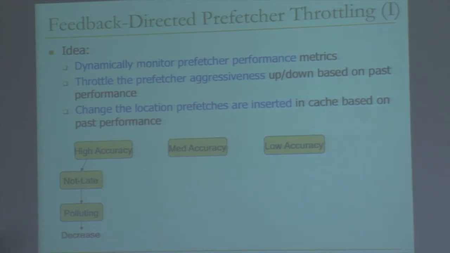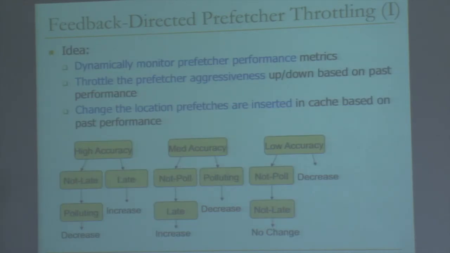Decreasing the aggressiveness will make it only more accurate, but it's polluting. If it's polluting, maybe it's too early, right? In that case, decreasing the aggressiveness may make sense. I'm not going to go through all of these design decisions, but this is just to give you an example. If the prefetcher has high accuracy but it's late, you may want to increase its aggressiveness. In this case, you may want to look at whether the prefetcher will actually be early by increasing its aggressiveness. And you can have a bunch of design decisions based on these different design metrics.